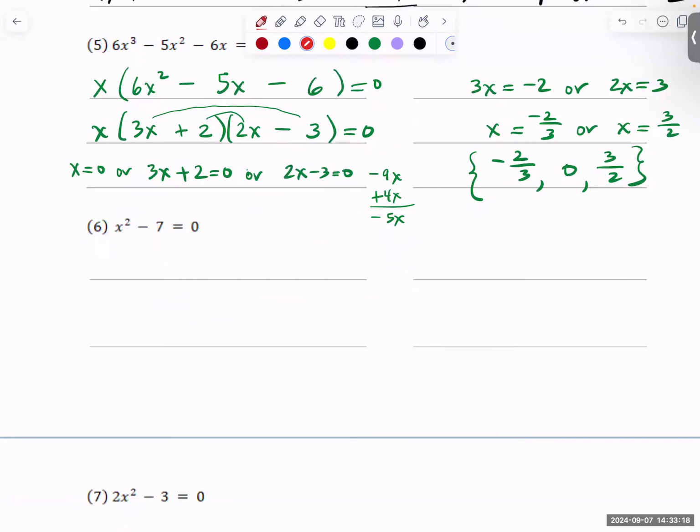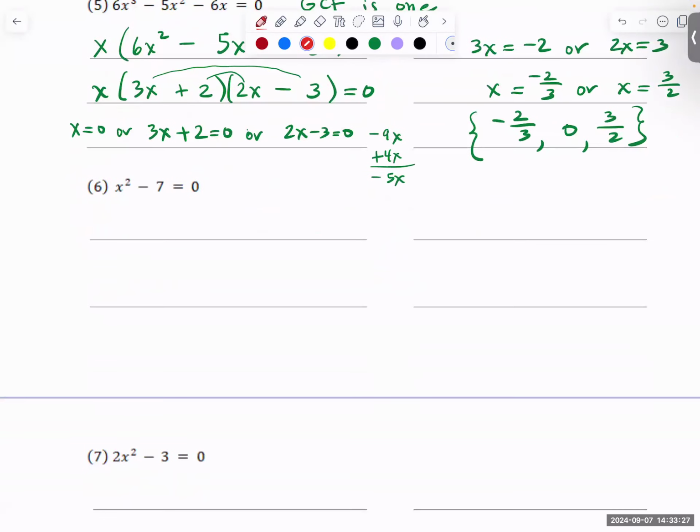Now number 6, greatest common factor is 1. It's not a difference of two squares. It's not a trinomial, so we are going to use another method, the square root property. Square root property applies whenever we have 1x squared equals positive constant, and we need to isolate the squared term and isolate the constant. So we have 1x squared equals positive 7.